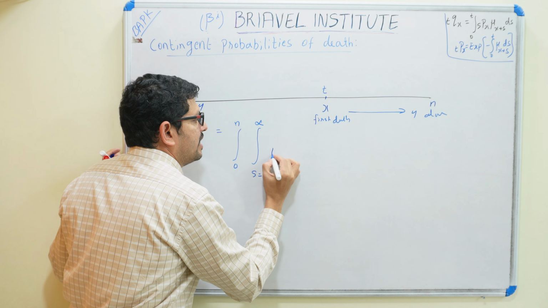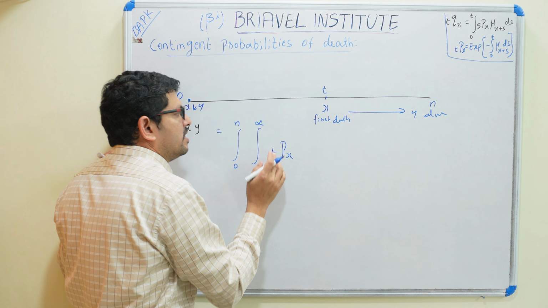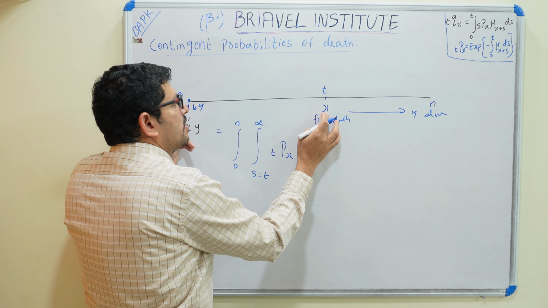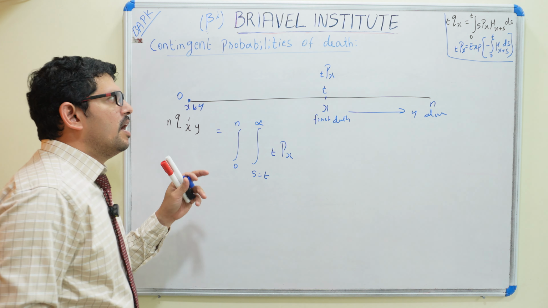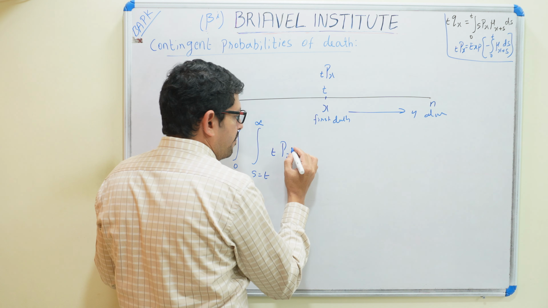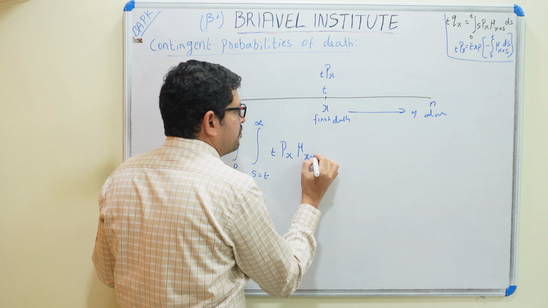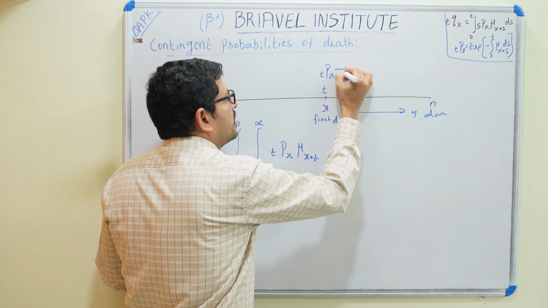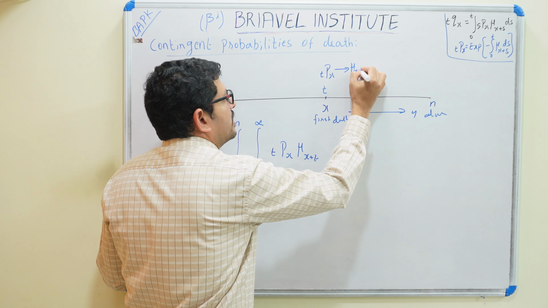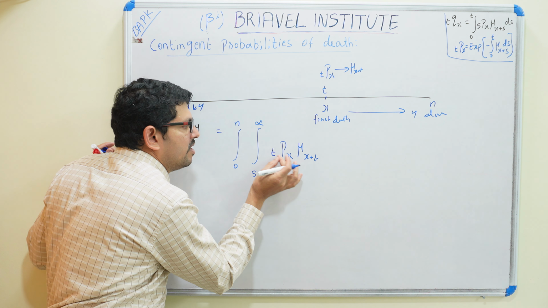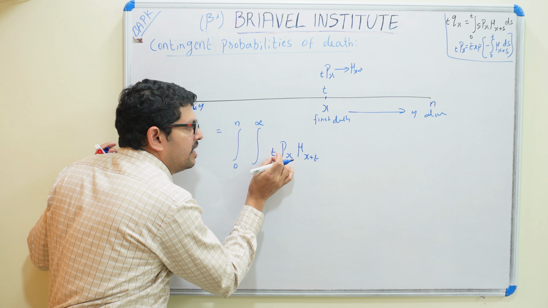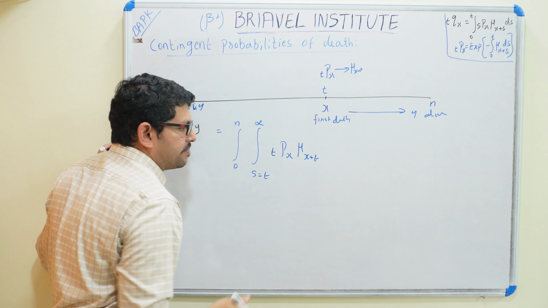In the same way we can write t p x. So he is living up to t. Here x has lived up to time t, t p x, and is going to die immediately, so we write that as mu x plus t. So he is going to die immediately, that we write as mu x plus t. At the time of t, what is the meaning here? X has lived up to time t, and at time t is going to die.